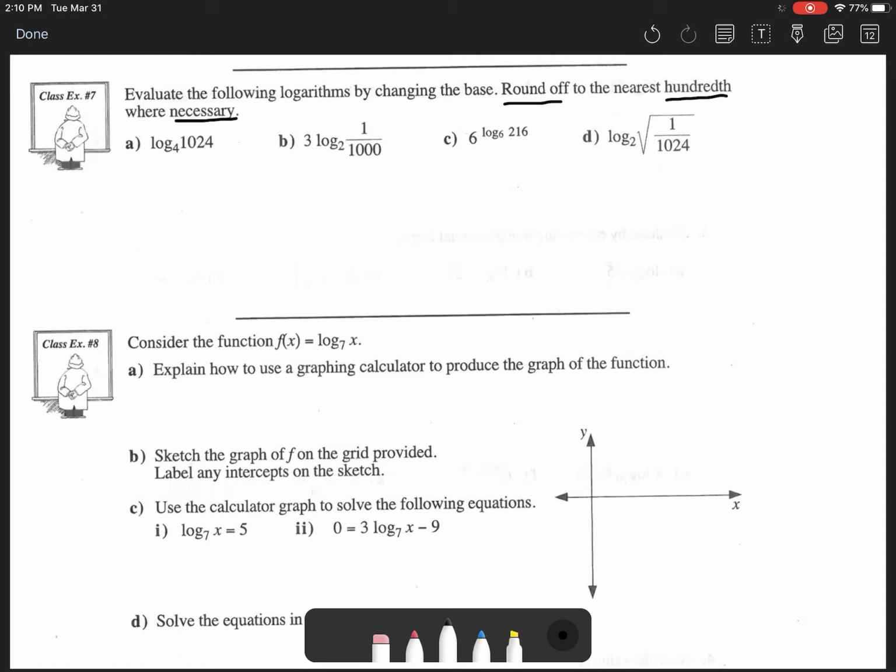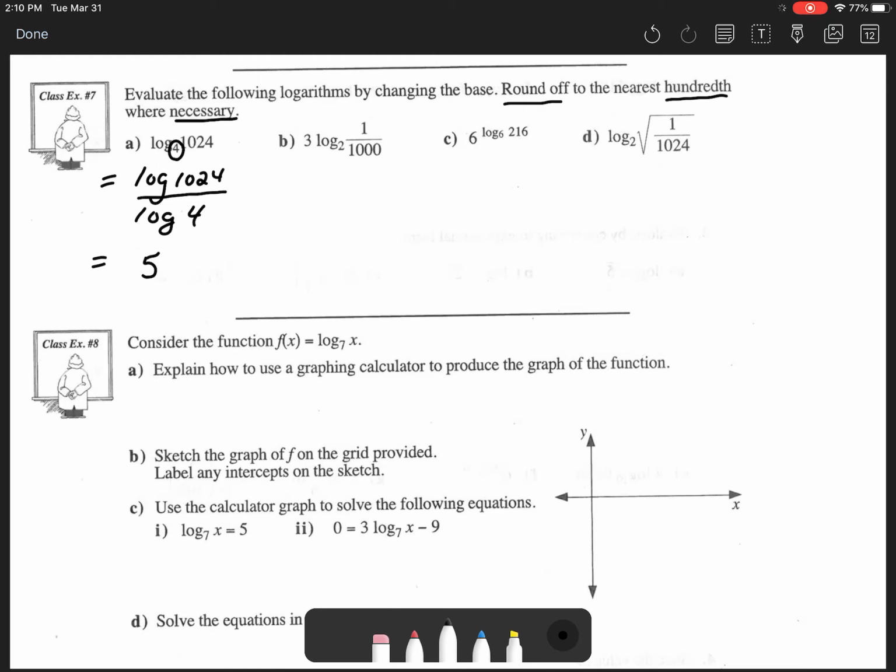So evaluate by changing the base. Right now the base is 4. I want to use a base that's more friendly and allows me to use my calculator, so I'm just going to use base 10. So this is log 1024 all over log of 4. And now that allows me to use my calculator. On my calculator, I just go log 1024 and divide by the log of 4. And you can see that gives me a perfect value of 5.